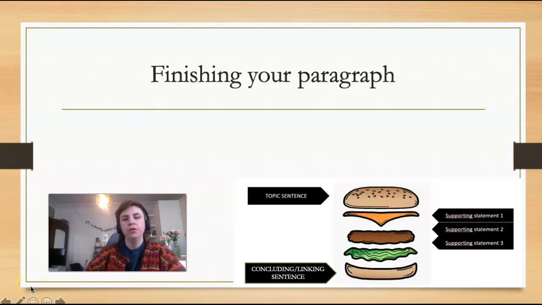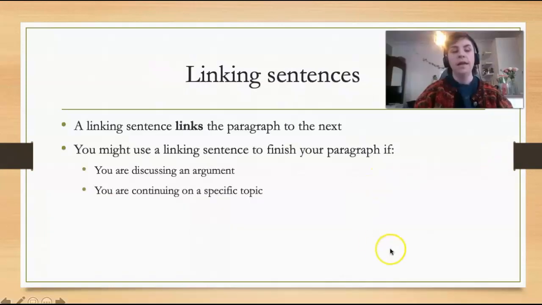So we've gone through concluding sentences now, and the last thing that I want you to learn is to write a linking sentence. A linking sentence can also be the last sentence in your paragraph, and I'll explain when and how to do that. A linking sentence then links this paragraph to the next one.